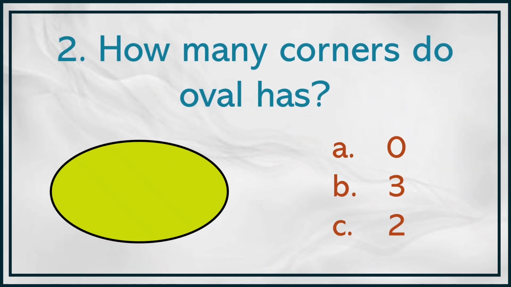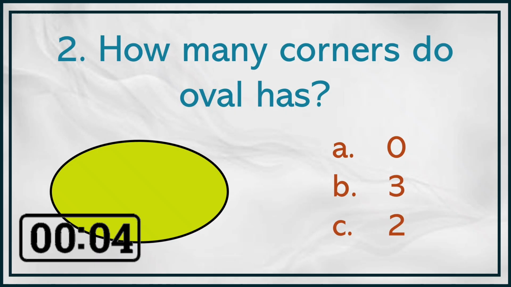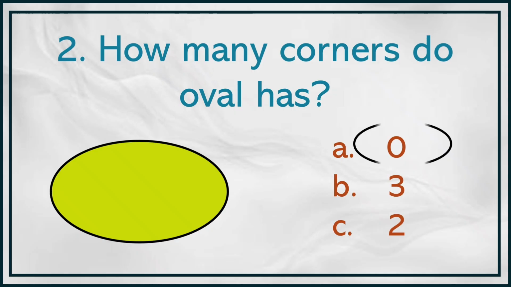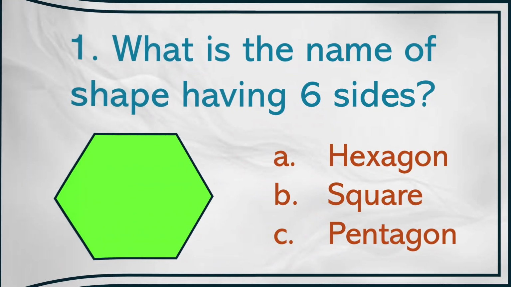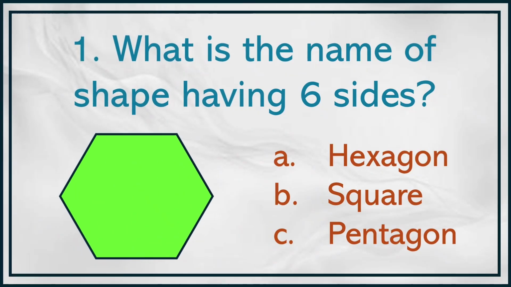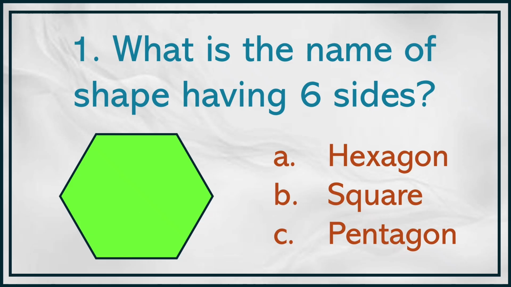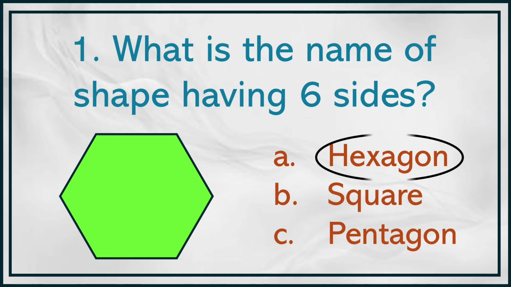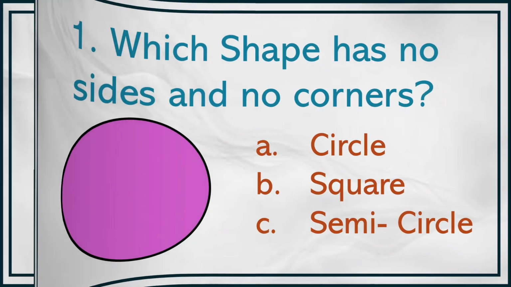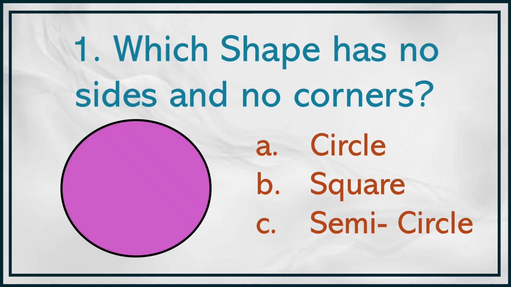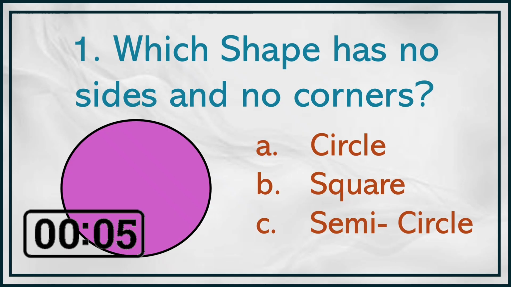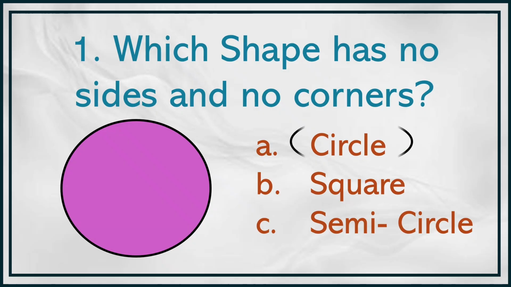How many corners does an oval have? The answer is 0. Oval has no corners. What is the name of the shape having 6 sides? It's hexagon. Which shape has no sides and corners? The answer is circle.